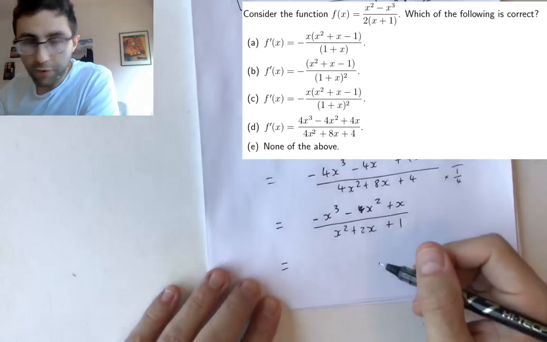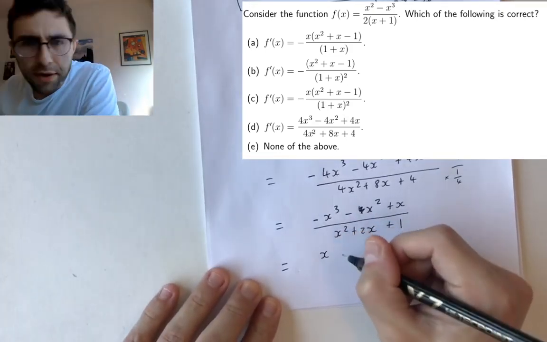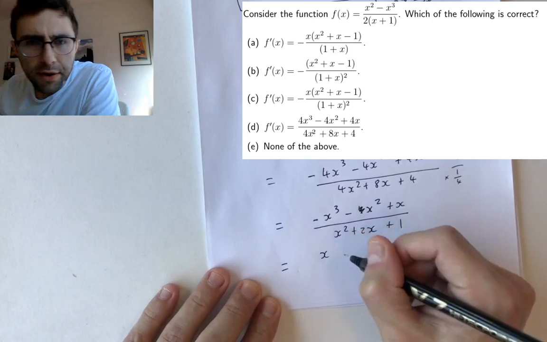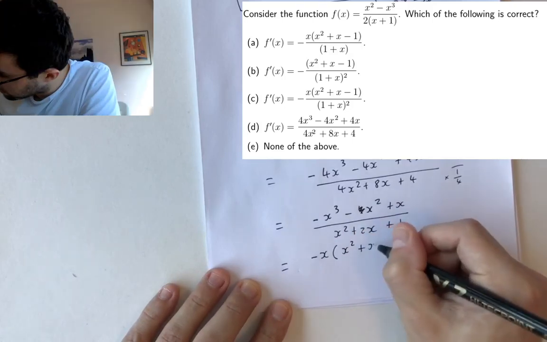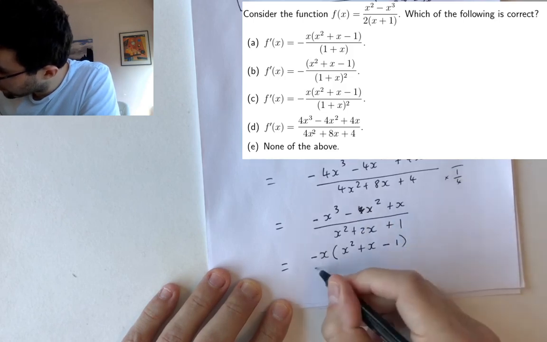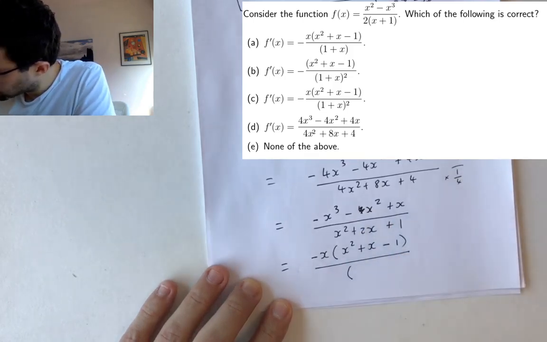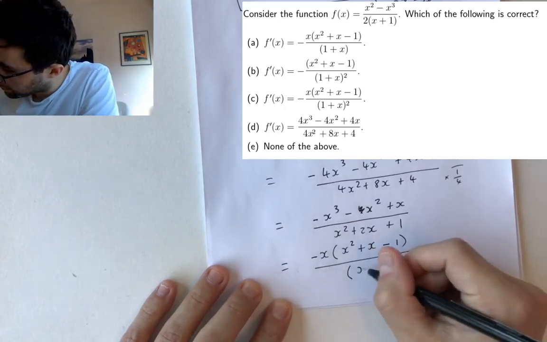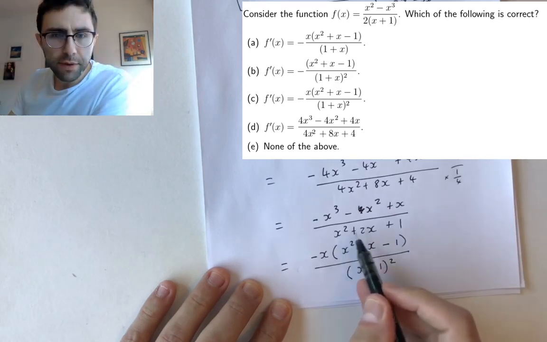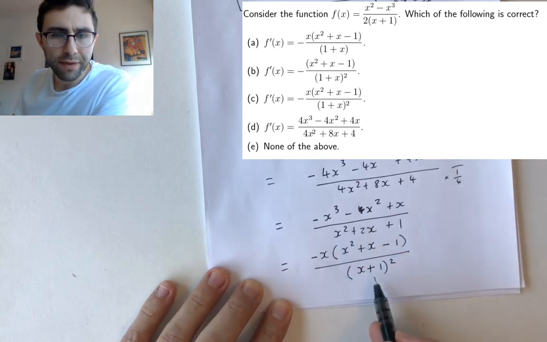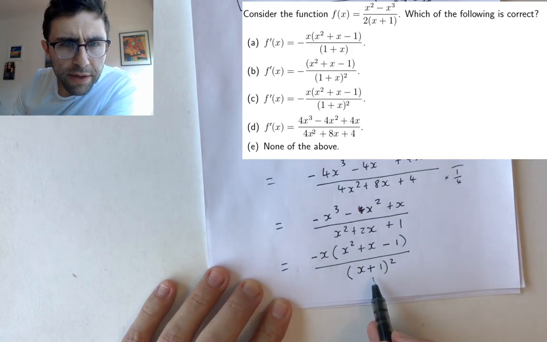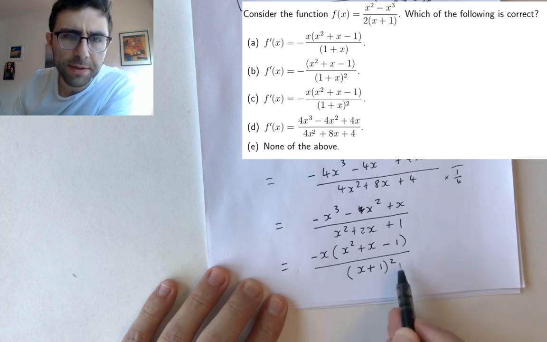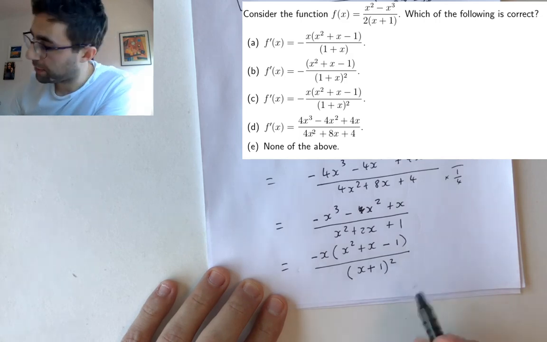Top row, you can take out a common factor of x, or actually I might just take out minus x, squared plus x minus 1, all over, and that looks like x plus 1 squared, doesn't it? On the bottom, yeah. X squared plus x plus 1 would factorize like that. Does that match with anything that we've got there? C and A are very similar. But C has got 1 plus x squared on the bottom. So this is C.